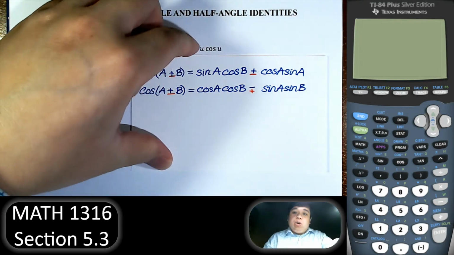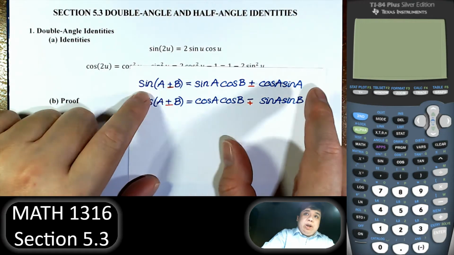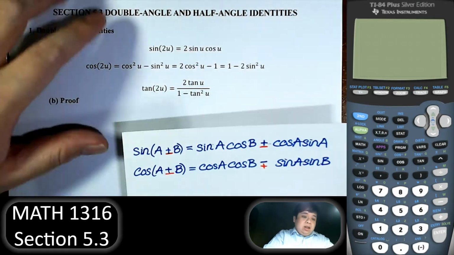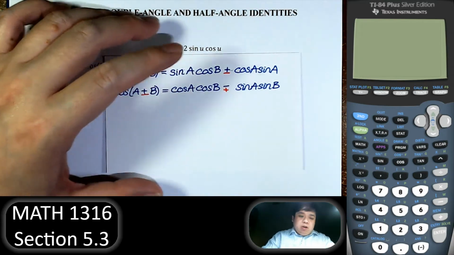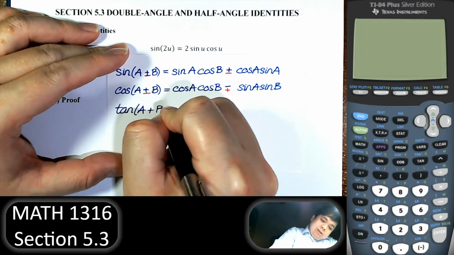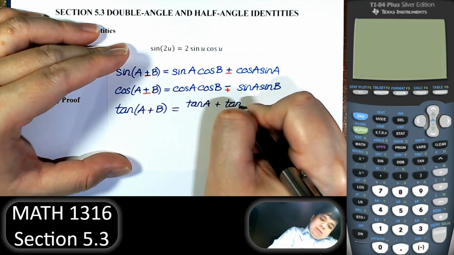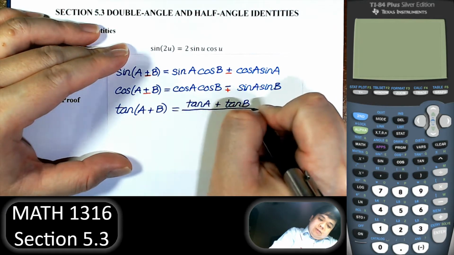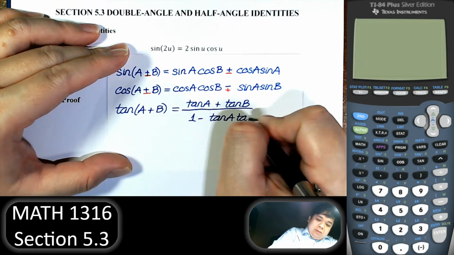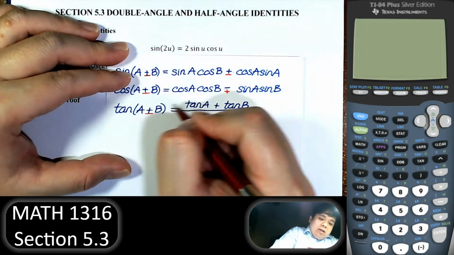Like I said on the previous section, most of all the identities in this section we derive from these two. If we want to prove these two identities, it will be difficult. But knowing this, the rest will not be as difficult. Of course, the tangent of a sum, and if we have a difference, then we will change the sign.